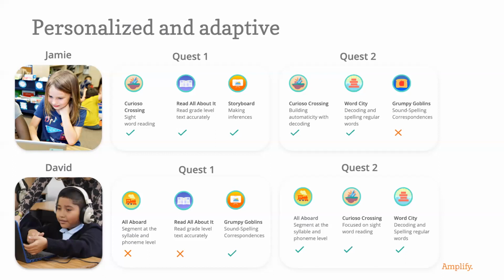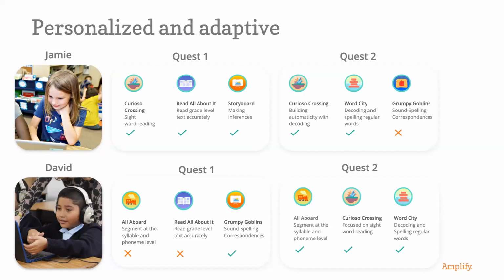And so you'll see here, Jamie, in her first quest, she gets 3 different mini games, and she has an emphasis that's on continuing to solidify her decoding skills, practice automatic word recognition, as well as building her vocabulary and comprehension skills. So going from quest 1 to quest 2, you'll see the checks indicate that she's mastered everything up until she gets to the Grumpy Goblin sound spelling correspondences game.